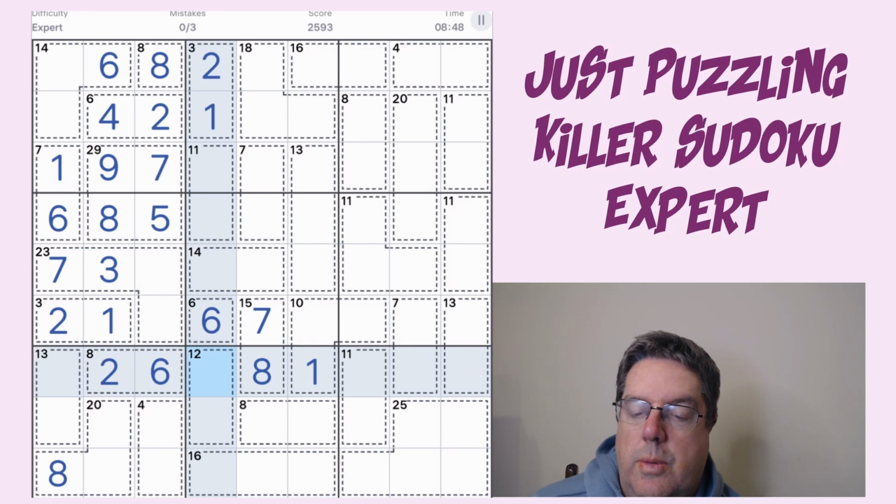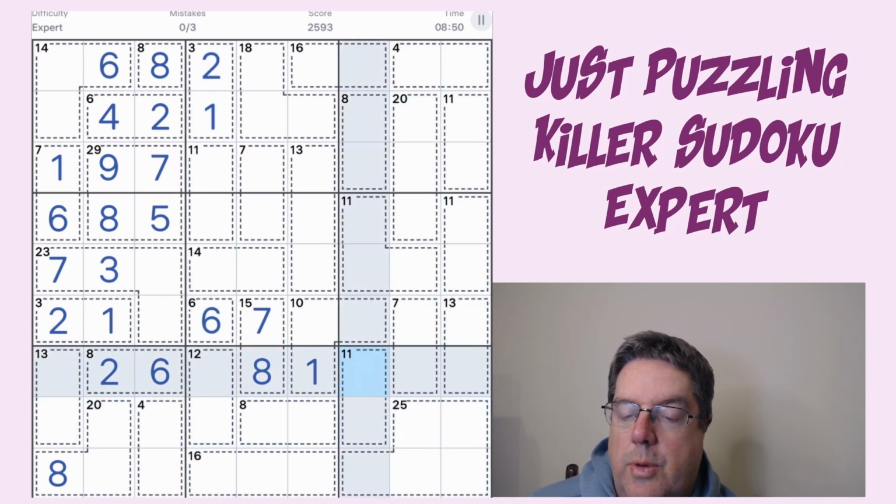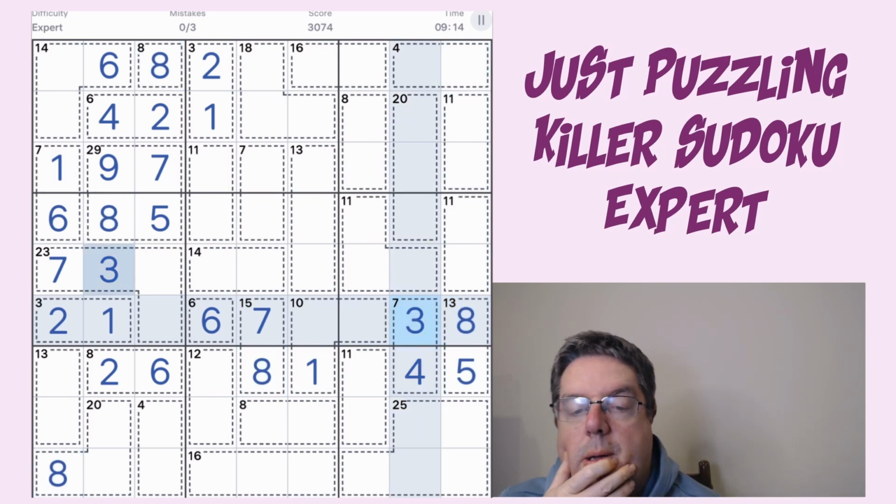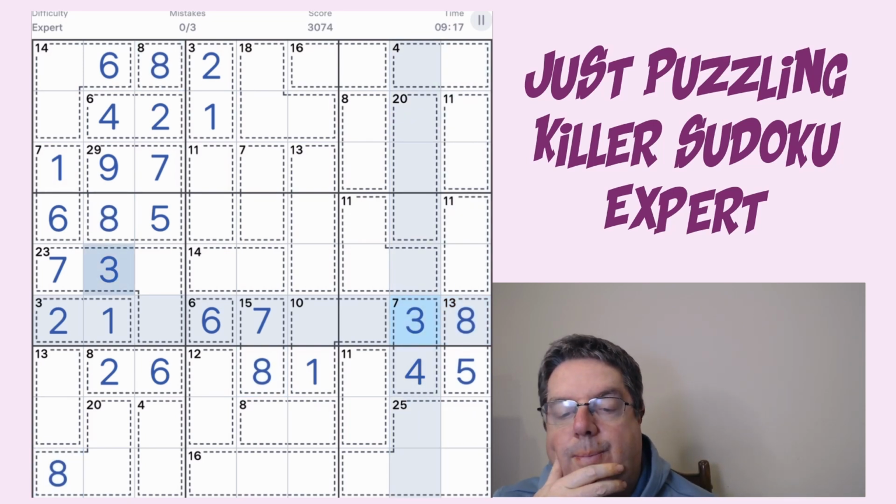So 25 plus 11, 36. This is going to be 9. If it's 9, it can't be 1 and 8, right? Can't be 2 and 7. Can't be 6 and 3, so it's 5 and 4. If I make that a 5, that'd have to be a 2, so it can't work. So that's a 4, 5, 8, 3. Okay.